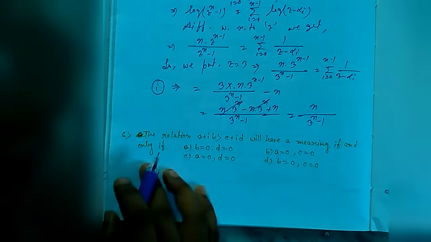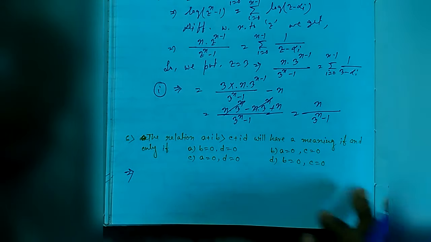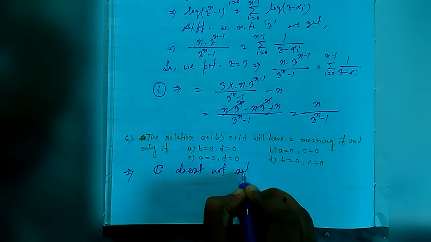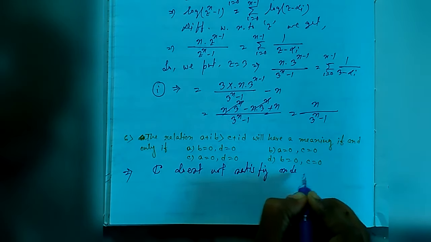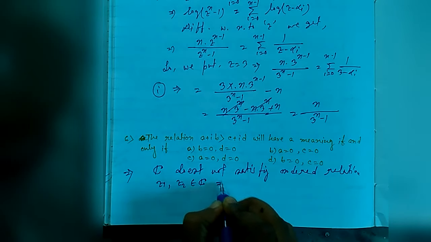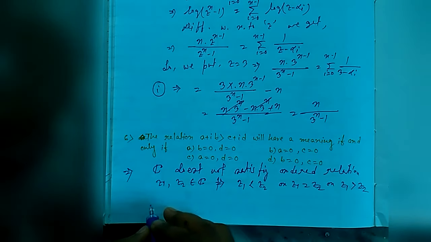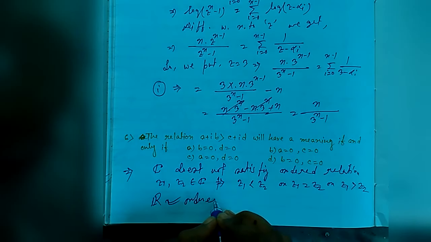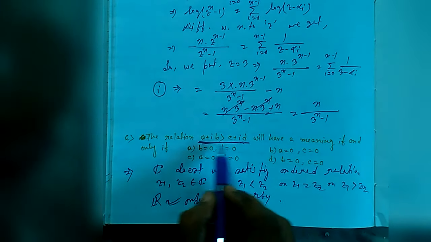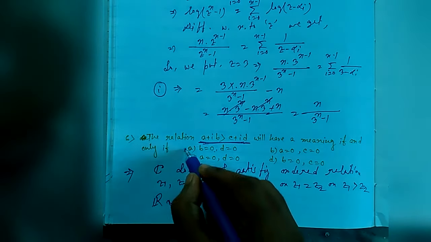Okay, let us take another problem. The relation A plus iB greater than C plus iD will have meaning if and only if this condition holds. First pause my video and try it yourself. We have a result that complex numbers do not satisfy the order relation. What is the order relation? If z1, z2 belong to C, this does not imply either z1 less than z2 or z1 equal to z2 or z1 greater than z2. But real numbers satisfy the order property. So this relation is only valid when the number is converted into a real number, in the real field. So we must take b equal to 0 and d equal to 0, then this relation will hold.